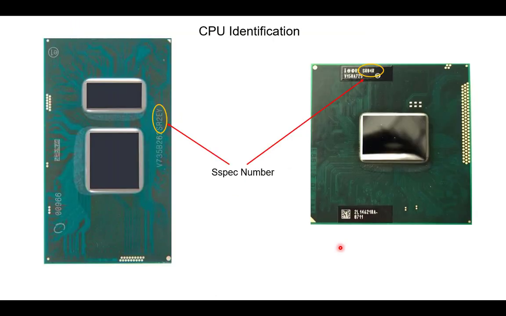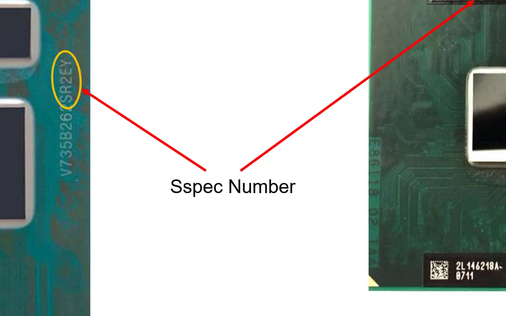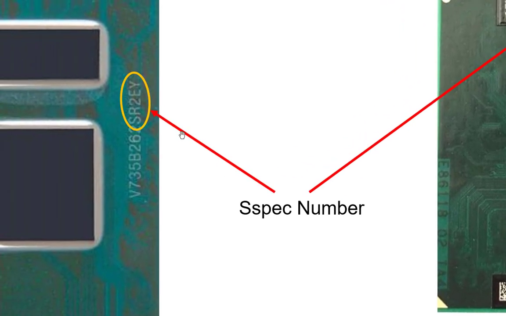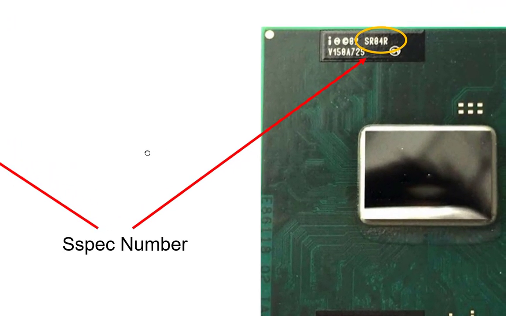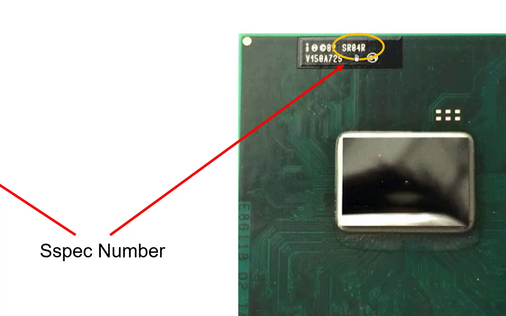The next important thing is that newer CPUs don't show their proper number or generation, but they give a code, and that code is called a SPEC code or SPEC number. This is a 5 digit code which is on the CPU. You can see here in this yellow circle the number starts with SR. Here you can see this SR2EY. So this is a code, and for this CPU the code mentioned here is SR04R. So these are the codes for the CPU.